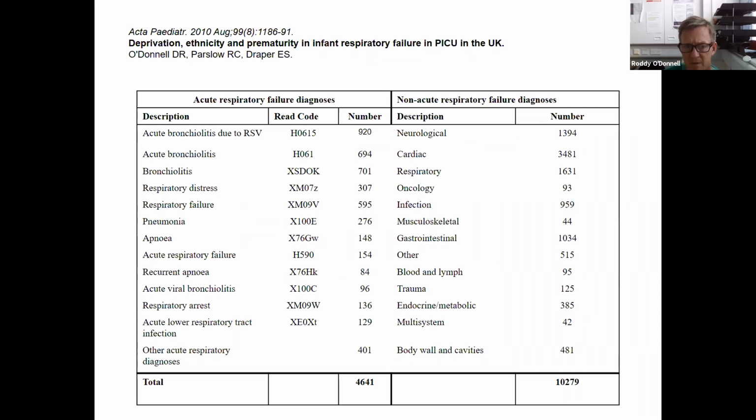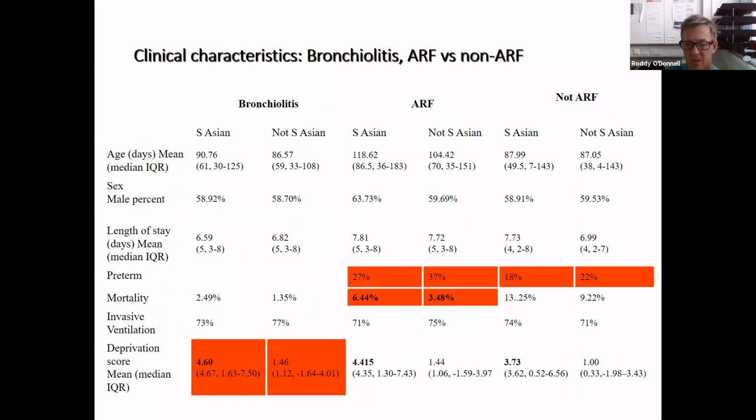If you look at the data in a little bit more detail, you can see that a number of read codes could come into the group of acute respiratory failure. So there's bronchiolitis, acute bronchiolitis due to RSV. There are a number of ways that they could be coded that would cross and overlap. You know, we've got acute viral bronchiolitis in there as well, acute lower respiratory tract infection, other. So a lot of these things do group together. And for the purposes of this paper, what we wanted to understand was whether there were any factors like ethnicity or deprivation or prematurity that had a role to play.